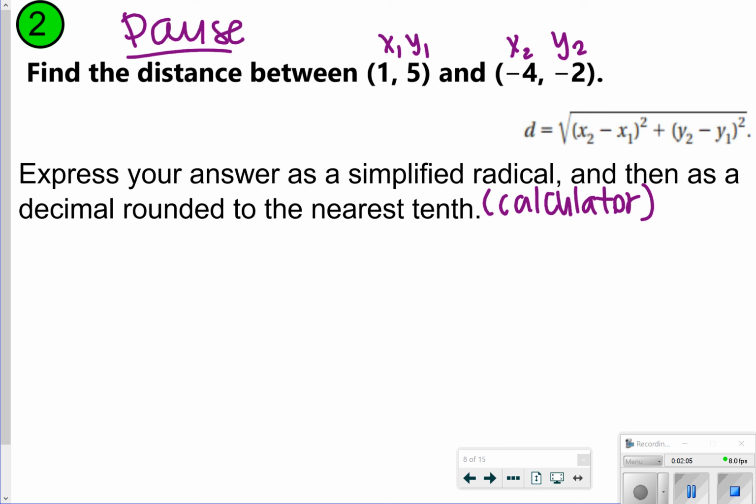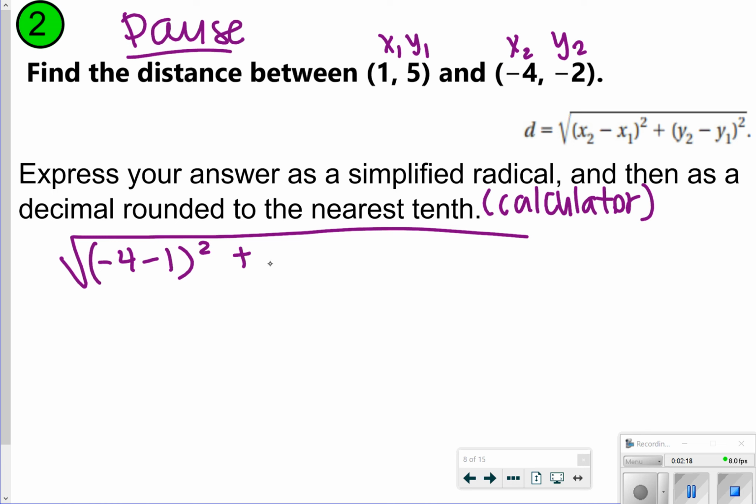Alright, so since I already determined x1 and y1 and x2 and y2, I'm going to go ahead and plug those into my formula. So it's under all this big radical. So x2 minus x1 is -4 minus 1 squared plus y2 minus y1. So that's -2 minus 5 squared. It doesn't matter which set would be the 1s and which set would be the 2s, just as long as you pick one set being the 1s and one set being the 2s, because you'll eventually get the same answer regardless.